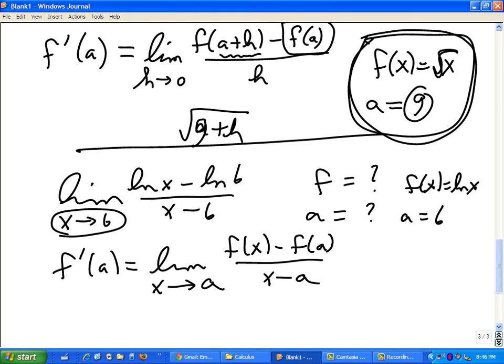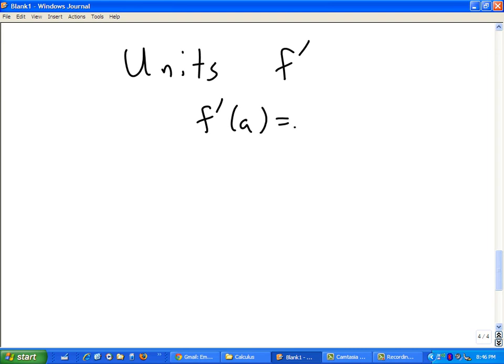Okay, one last thing to do, and that is to talk about units. What are the units of f prime? What are the units of the derivative? And the answer to that question is very, very simple, because what is f prime? It's a limit. f prime of a is a limit of something that looks like delta y over something that looks like delta x. So the limit isn't going to change anything here. The units are whatever the units of y are divided by whatever the units of x are.